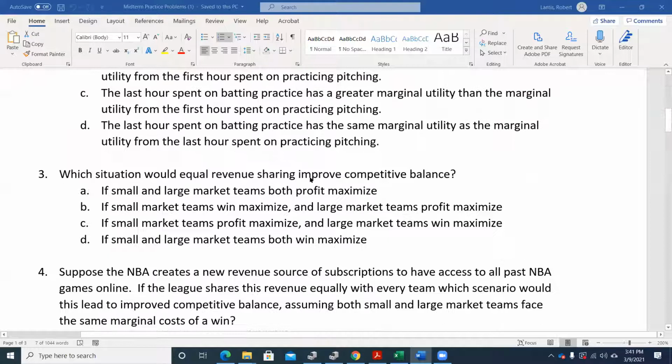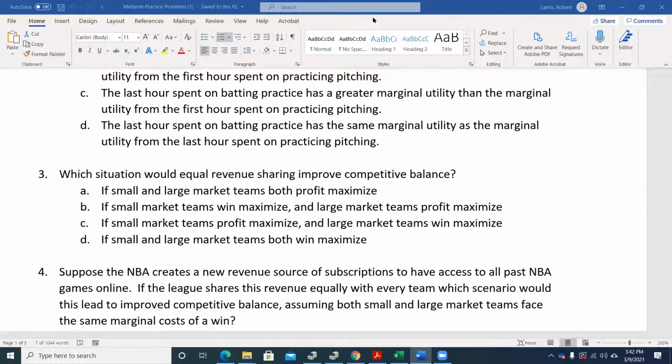This one's not as important for us. I'm going to try to focus on the ones I know are the most important. So if we have teams that are small and large market, and we're thinking about profit and win maximizing, right? So what situation would lead to equal revenue, which situation would equal revenue sharing, improve competitive balance? So if we have this revenue sharing where we're taking the same percent from every team and then giving it all back equally to the league, which one of these scenarios would that revenue sharing improve competitive balance for the most, right? So we're thinking about different combinations of win and profit maximizing.